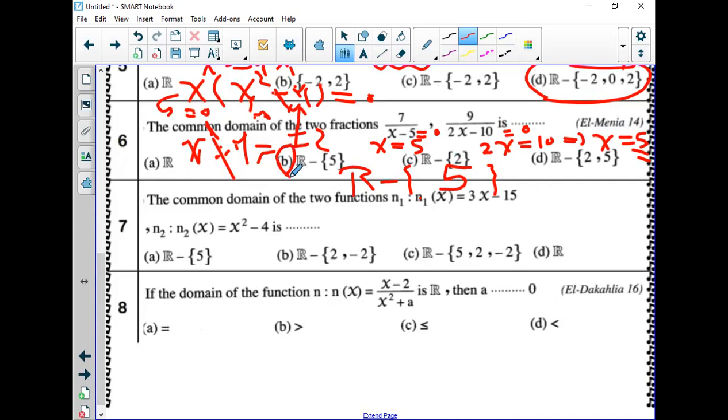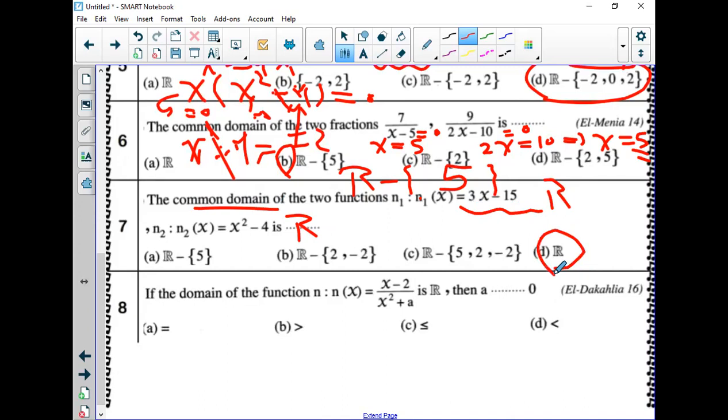Okay. Number 7, the common domain of the two functions n1 of x equals 3x minus 15 and n2 of x equals x power 2 minus 4. These are polynomial functions, not fractional functions. And the domain of a polynomial function equals R. So the result is letter D, R.